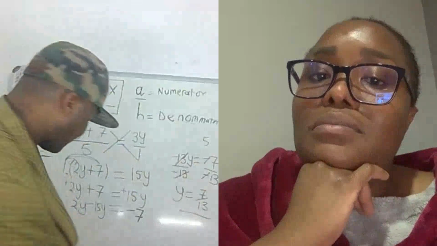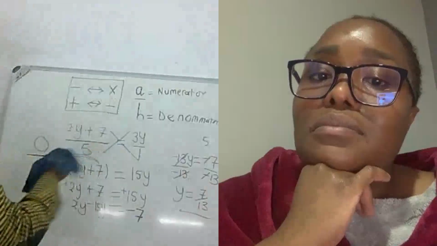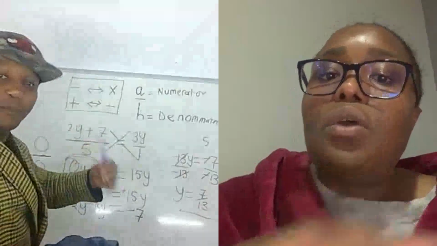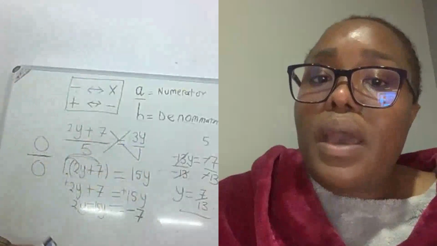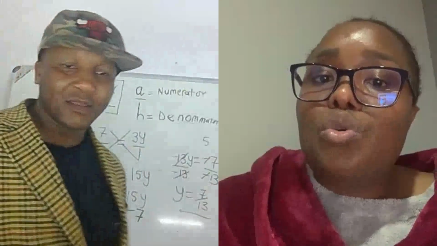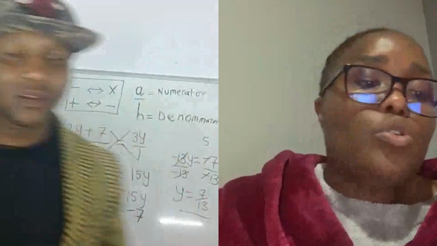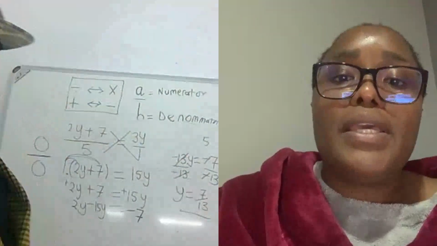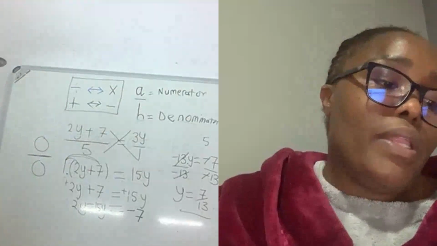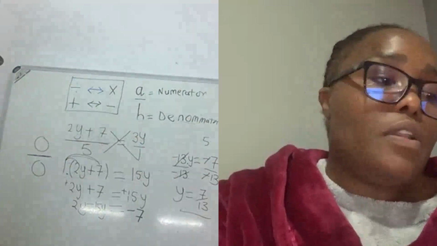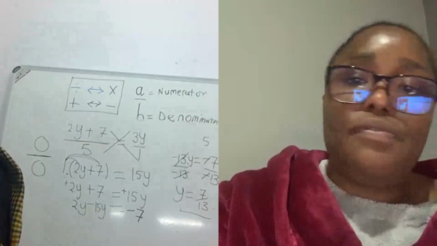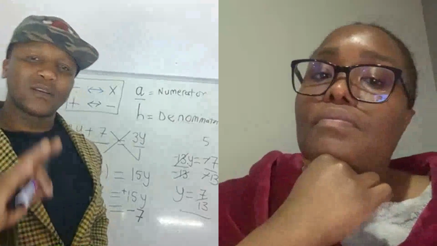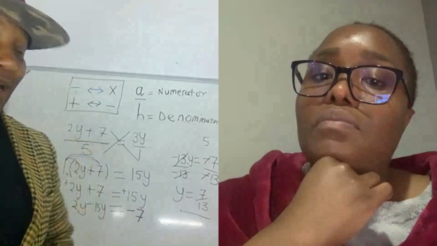More example. Here is going to be negative 7 over 13. You don't have to put it in the calculator. Look, I want you to understand.